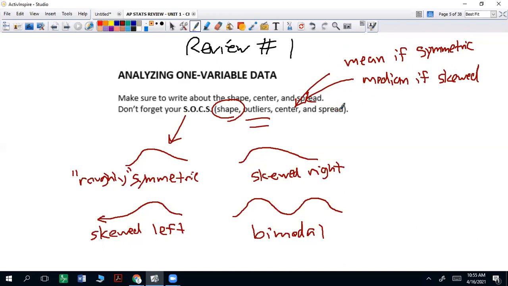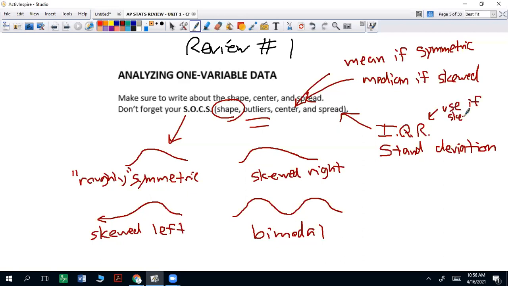And as far as the spread goes, typically the spread is things like standard deviation. You might remember IQR. Oh my gosh, what's IQR? It's been a long time. Interquartile range, right? IQR, standard deviation. And again, the same rules apply, all right? The standard deviation will be affected if it's skewed. So if you have IQR, you want to use that if it's skewed. Otherwise, use the standard deviation if it's symmetric.